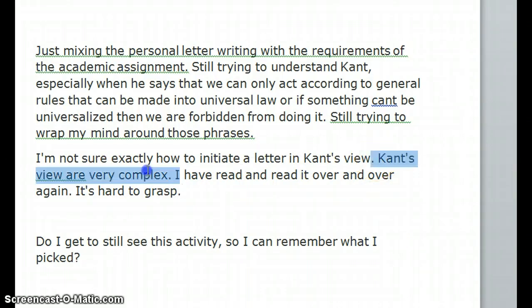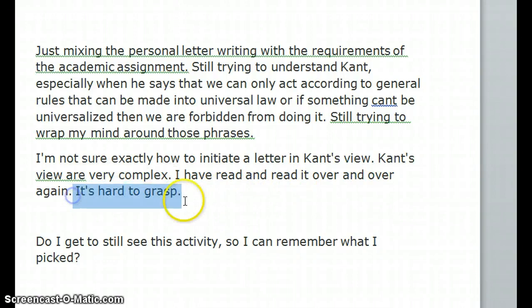Okay, this person says, I'm not sure how to initiate a letter in Kant's views. Kant's views are very complex. I've read it over and over again, and it's hard to grasp. Absolutely. The first time I read Kant, I really empathized with students. I thought this is pretty tough stuff. And so that's why Eric's spending extra time on it this week. That's why he's even changed our open discussion to just be about Kant and the categorical imperative. So hopefully the more we talk about this stuff, the more you'll start to grasp it.